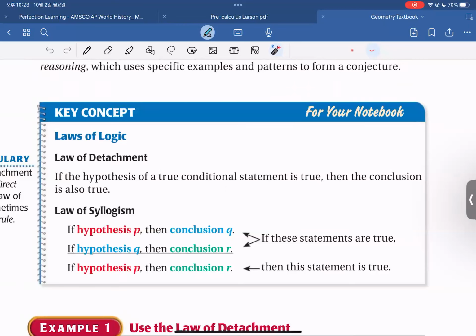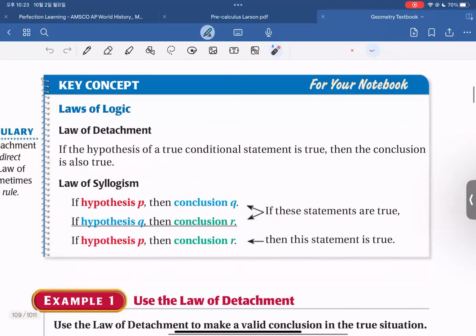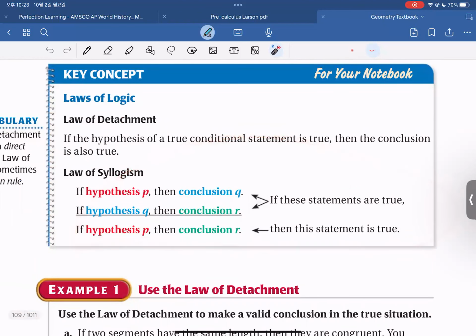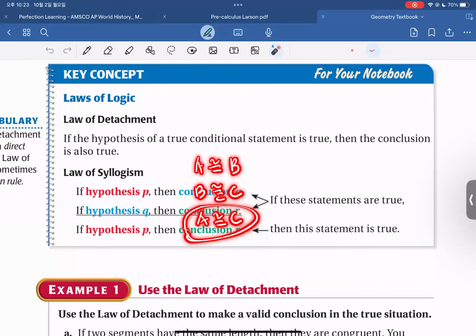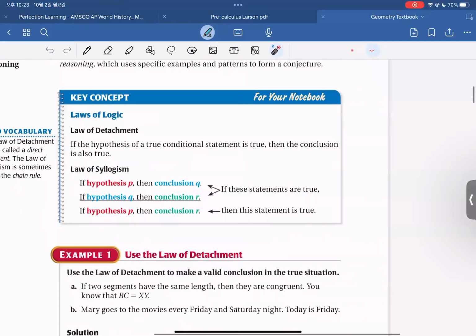Let's look at the law of syllogism. It's saying if hypothesis P, then conclusion Q; if hypothesis Q, then conclusion R; then if hypothesis P, then conclusion R. So if these statements are true, then the other statement is also true. I know this may be kind of confusing, but you'll get it later on. It's basically saying in math, if this is true, and this is true, then A is congruent to C would obviously be true, right? This is basically the law of syllogism at its core.